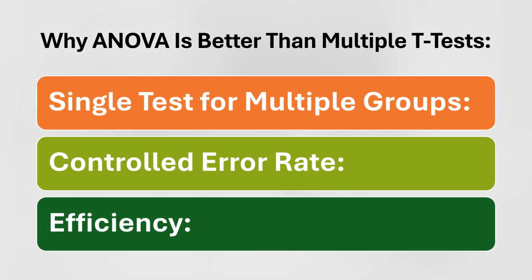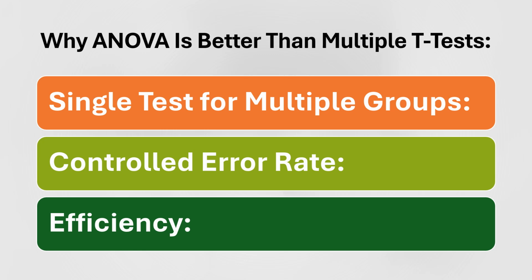Now, why is it better to perform an ANOVA than multiple t-tests? So, a single test for multiple groups. An ANOVA, analysis of variance, allows you to compare the means of 3 or more groups in a single test. By using an ANOVA, you can assess whether there are any statistically significant differences between the groups without increasing the risk of a type 1 error, as you would with multiple t-tests.